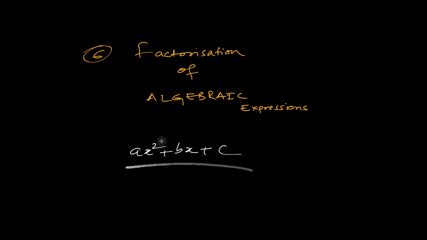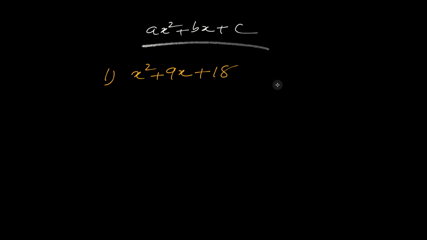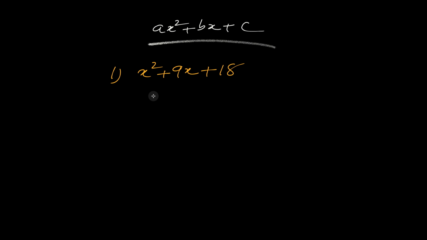And what is the power? It has a maximum power, the highest power, of 2. That's why it is called an algebraic equation. Now let's move on to the very first question, which is x square plus 9x plus 18, and we are going to solve for the values of x. Let's look at this question.